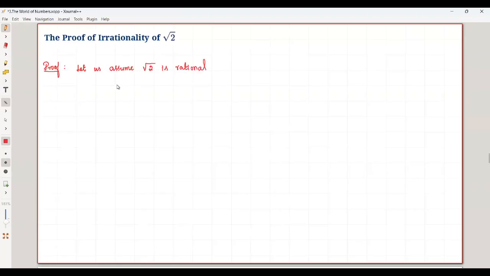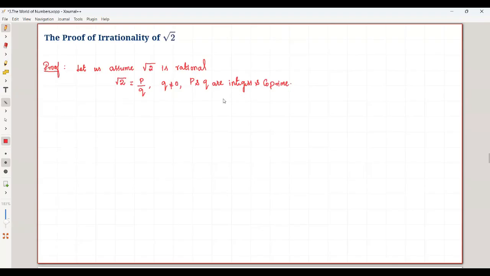If it's rational, I can write root 2 in P by Q format. So root 2 equals P by Q, where P and Q are integers and the condition is Q is not equal to 0. Next, P and Q are co-prime integers. Co-prime means P and Q should have only one as a common factor.